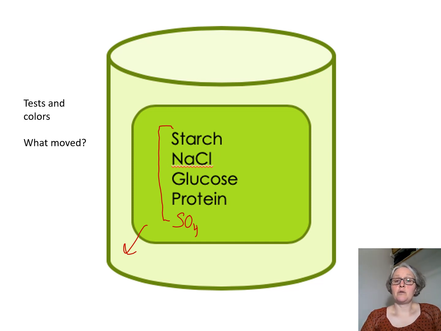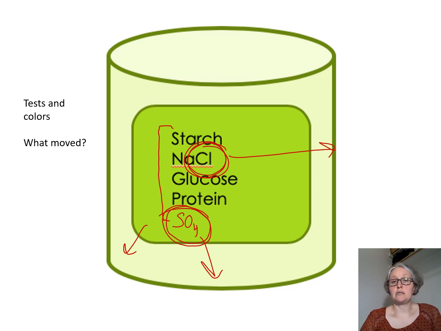After running this experiment, what we found is that only some of the substances were able to make it out of the bag. The sulfate ions were able to make it out of the bag. The chloride ions were able to make it out. The other items were too large, and so they remained trapped inside the dialysis tubing. This was an experiment looking at diffusion because we were looking at molecules moving, not water.